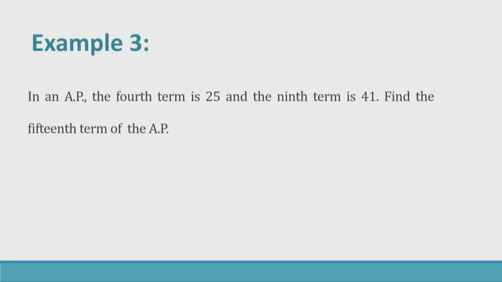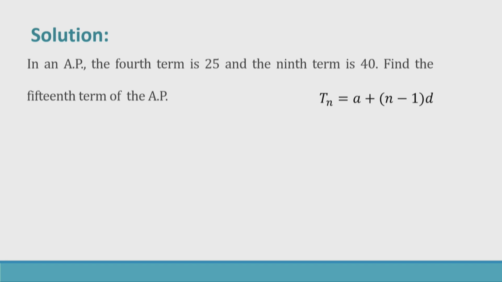We now move on to example 3. In an AP, the fourth term is 25 and the ninth term is 41. Find the 15th term of the AP. So here, we have been given the fourth term is 25. That is, T4 is 25. So you have a formula here, which is Tn equal to a plus (n minus 1) into d. I will therefore replace n by 4. This will give me a plus 3d equal to 25.